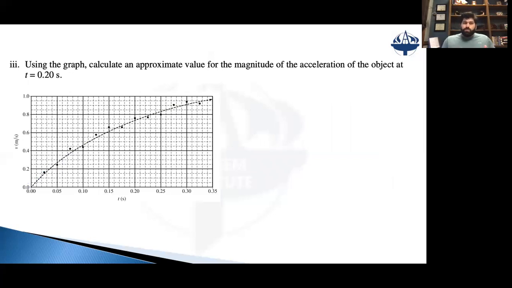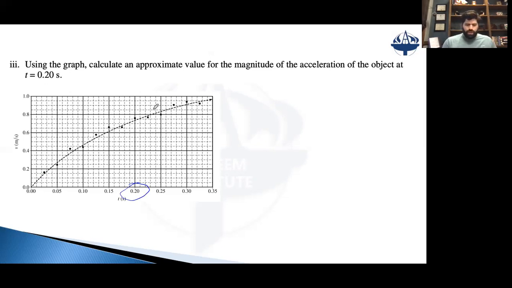Now, because we don't have a function here, we can't calculate it exactly at t equals 0.2 seconds. That would give us the instantaneous slope, or the tangent slope. We can't do that, but we know that the secant slope is an approximation for the tangent slope. So we need to find two spots on our graph that we can use. Because we want t equals 0.2, we need a point to the right and a point to the left.